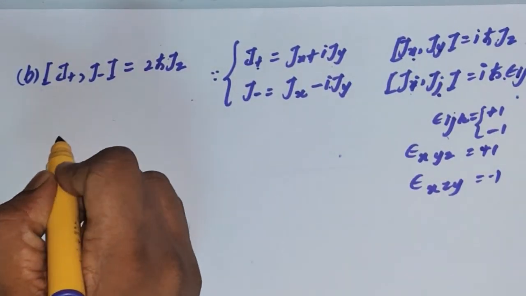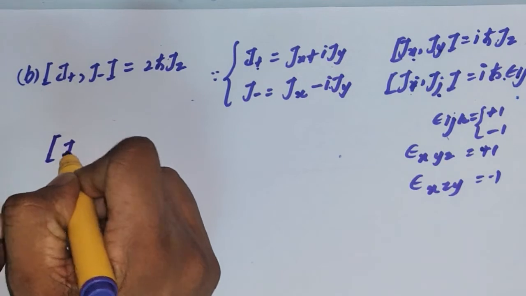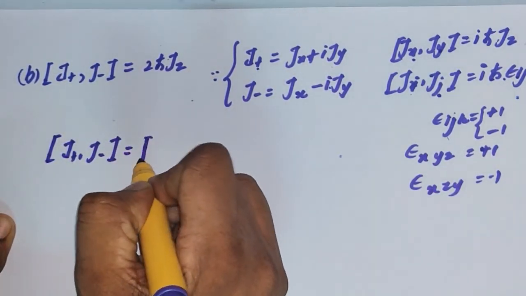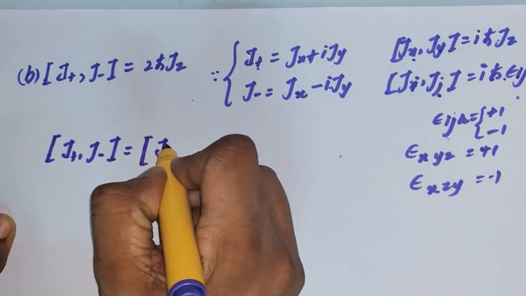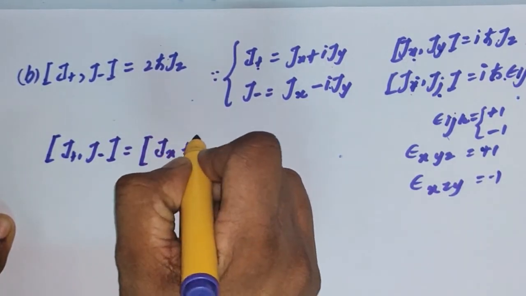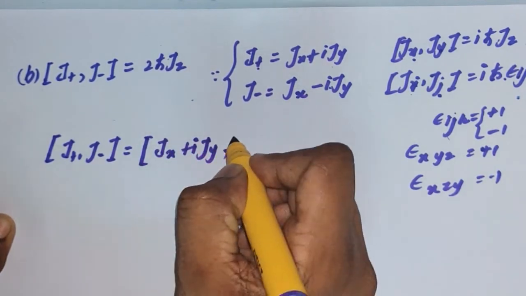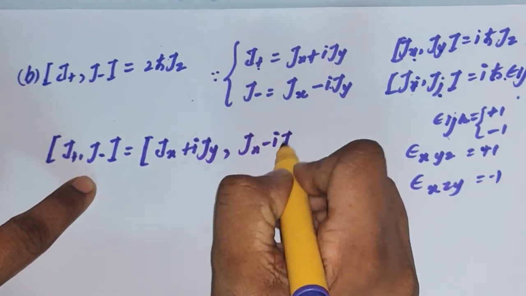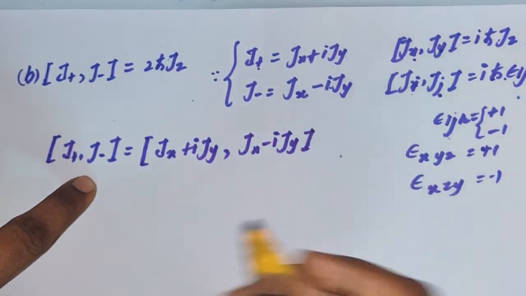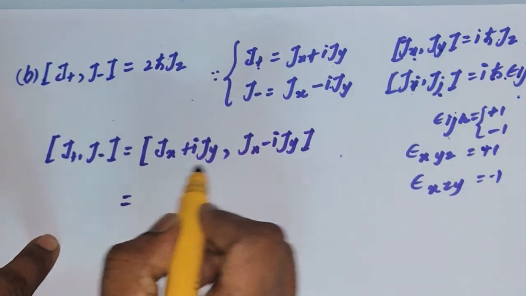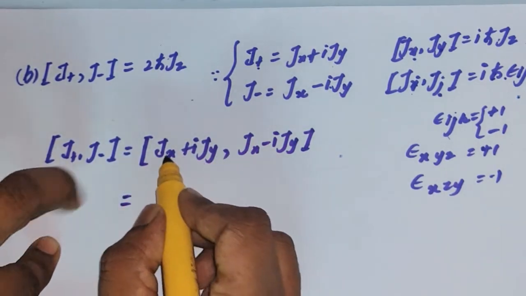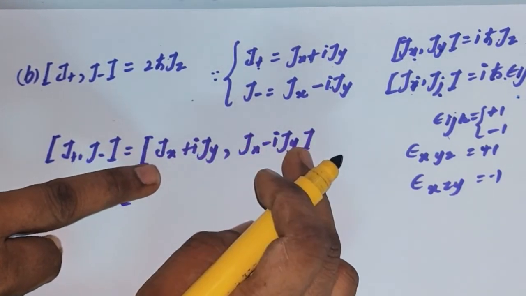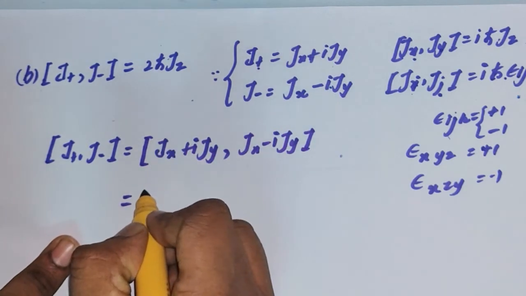Now we can write the commutation [j plus, j minus]. We know j plus is equal to jx plus i jy, and j minus is jx minus i jy. Now we can split this commutation into four commutations. That means jx can commute with this one or this one, then jy with this one as well as jy with jy.